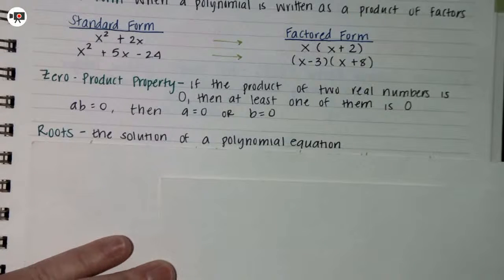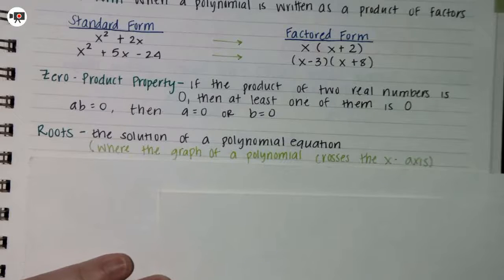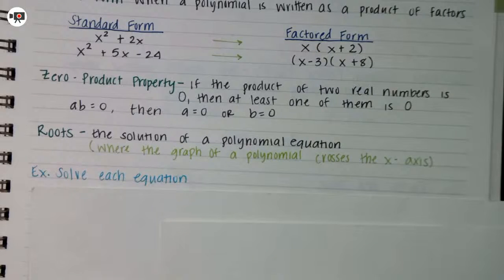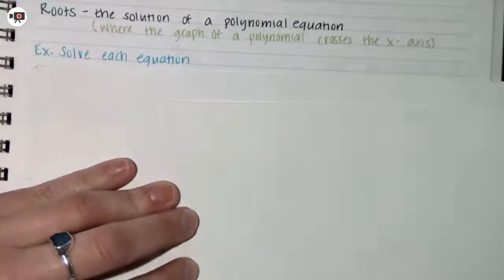And then we have roots, which are the solutions of a polynomial equation. It's where the graph of the polynomial would cross the x-axis. So let's do a few examples.